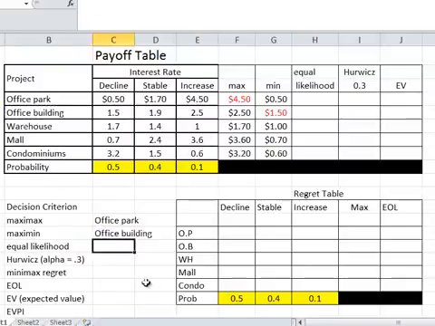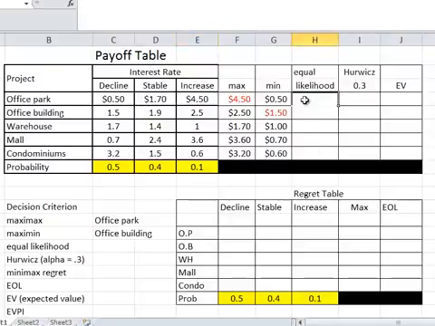In question 3, we're going to look at the equal likelihood decision rule. In the equal likelihood decision rule, we're going to assume that each of the states of nature is equally likely to happen. In our case, interest rate can go down, remain stable, or go up. And based on equal likelihood, the probability of each of those 3 states of nature is going to be 1/3.